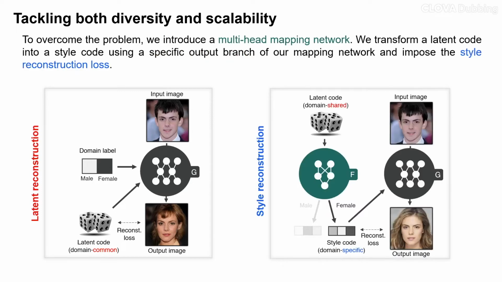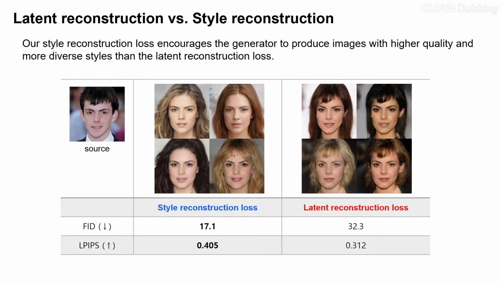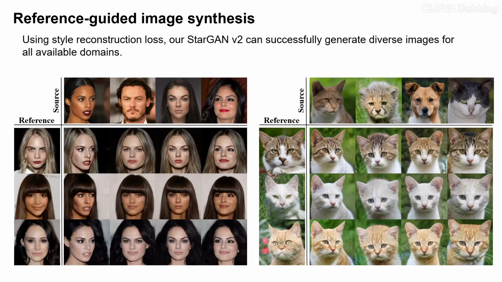To overcome the problem, we introduce a multi-head mapping network. We transform a latent code into a style code using a specific output branch of our mapping network and impose the style reconstruction loss. Unlike the latent reconstruction loss, our style reconstruction loss models domain-specific styles. Our style reconstruction loss enables the generator to produce images with more diverse styles than latent reconstruction loss. Using style reconstruction loss, our StarGAN V2 can successfully generate diverse images for all available domains.